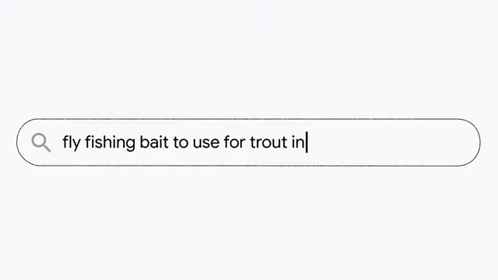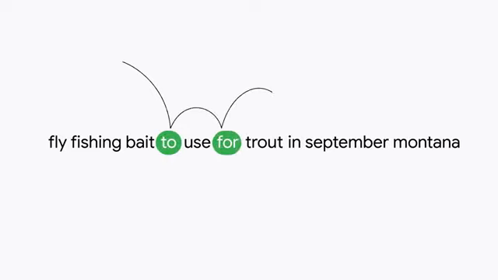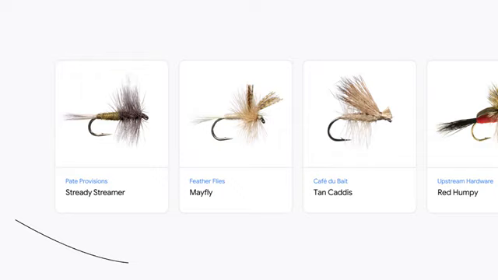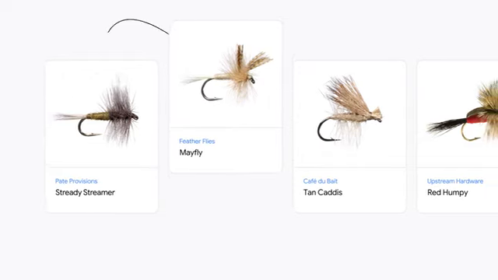So when you search something complex, like "fly fishing bait to use for trout in September, Montana," search knows all the little words are important, and because it now takes them all into account, it can tell you the perfect bait for that time of year. BERT isn't foolproof, but since implementing it in 2019, it's improved a lot of searches.